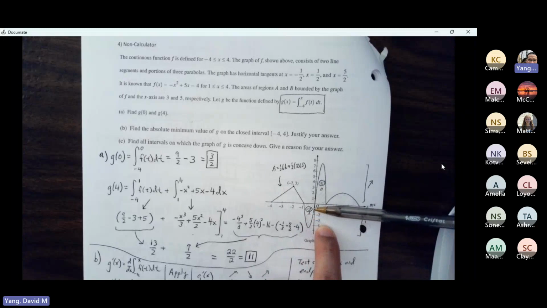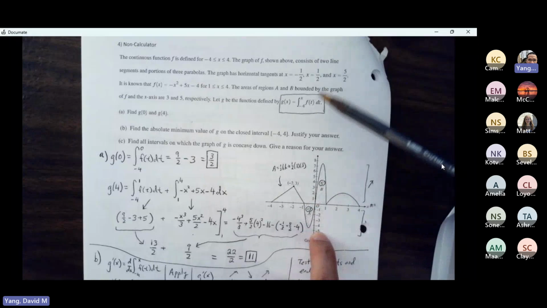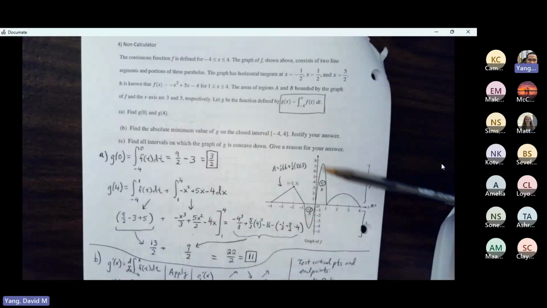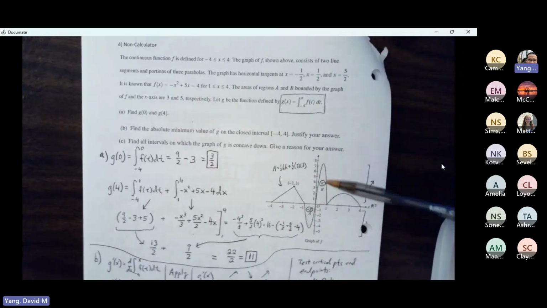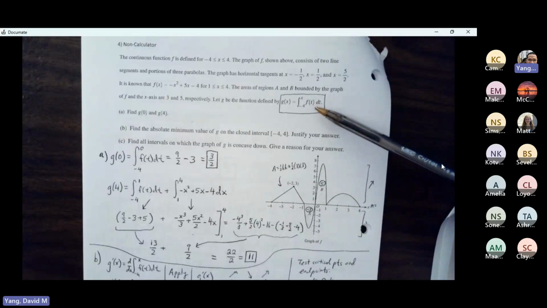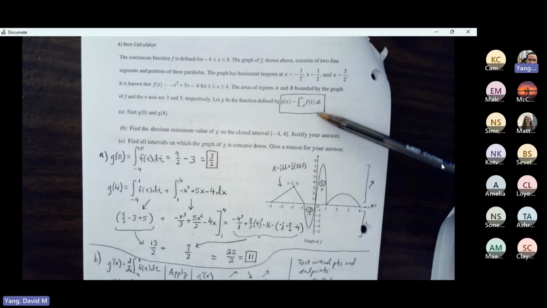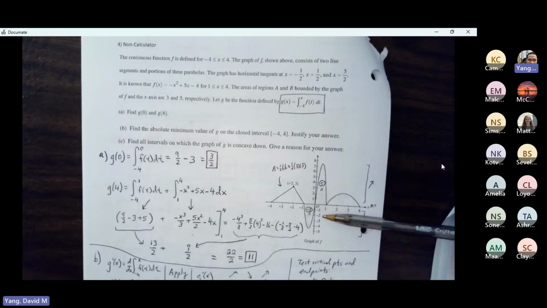Here I adapted the area of 3 to show a negative 3, because we know the integral of regions below the x-axis will produce a negative value, negative 3. Let g be the function defined by g of x equals the integral from negative 4 to x of f. So g of x is the integral of f, which tells us that f is really the g prime graph. If it takes the integral of f to rise up to g, then the relationship here is that we're looking at the g prime. Okay.